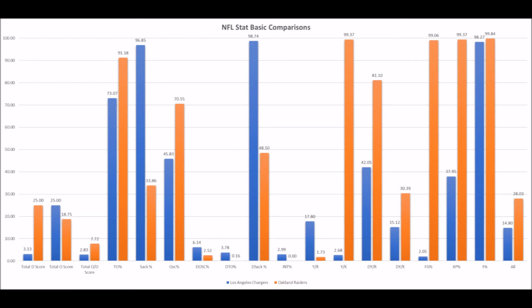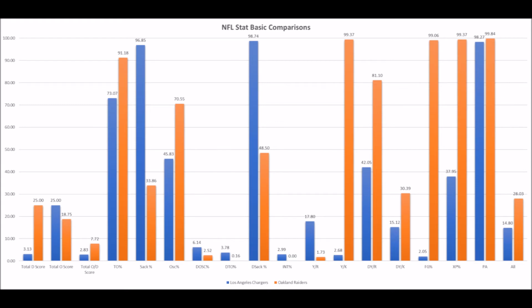What's not in the Raiders' favor is the sack percentage. The Raiders have a below average sack percentage this year, a 33.86 out of 100 compared to the Chargers that have a 96.85 out of 100 in terms of preventing sacks. So that is definitely an area of concern for the Raiders, and that's just kind of gone downhill as the season has gone on, which is very surprising for an offense that was one of the better preventers of sacks. I think a lot of that had to do with Derek Carr, but even with Derek Carr in there, the pressure and sacks have just kind of exponentially increased this year.